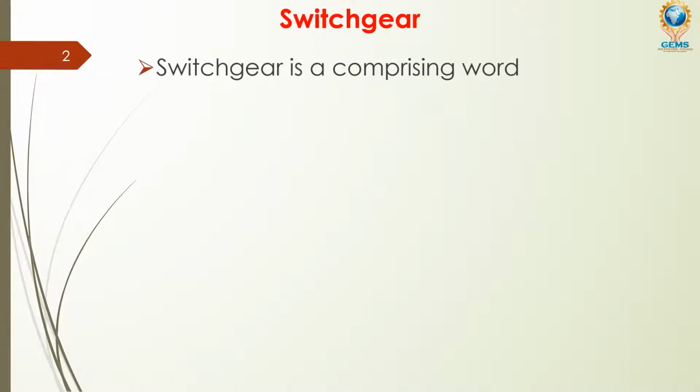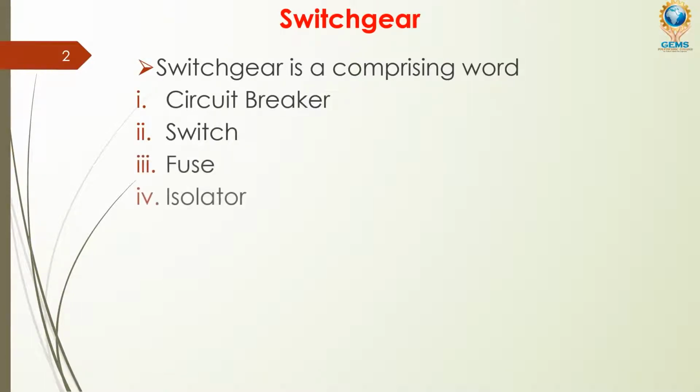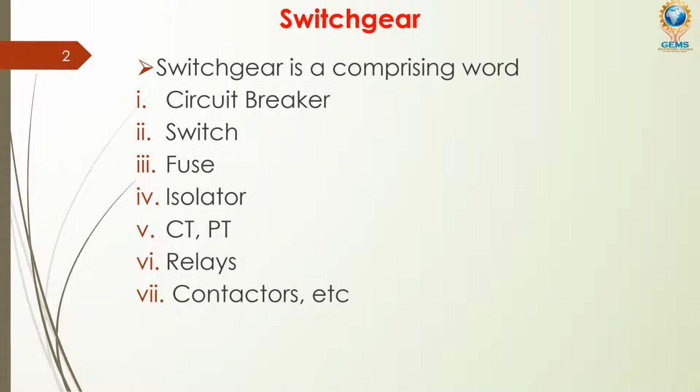Now we are going to see the word switchgear. What is meant by switchgear? If you see this, switchgear is a compressing word. It includes circuit breaker, switch, fuse, isolator, current transformer and potential transformer, relays, contactors, all these things.